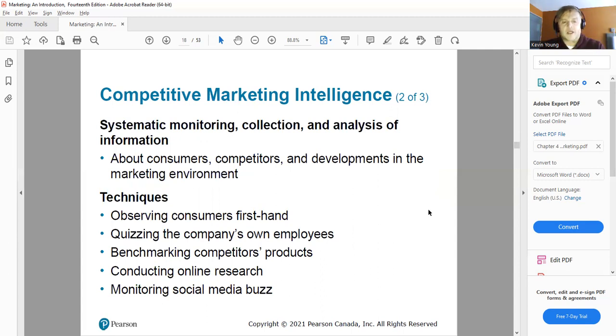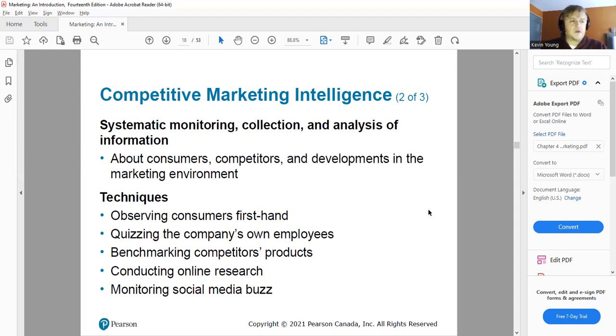Marketing, like a marketing information system. And what is it collecting on and analyzing? It's looking at consumers, competitors, and developments in the marketing environment. The techniques: observing consumers firsthand, quizzing the company's own employees, benchmarking competitors' products, conducting online research, or monitoring social media buzz.